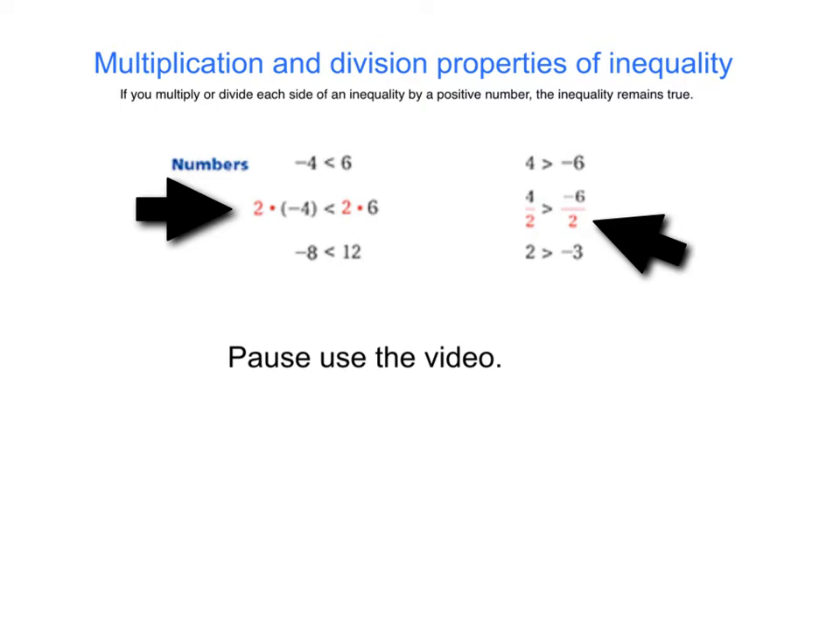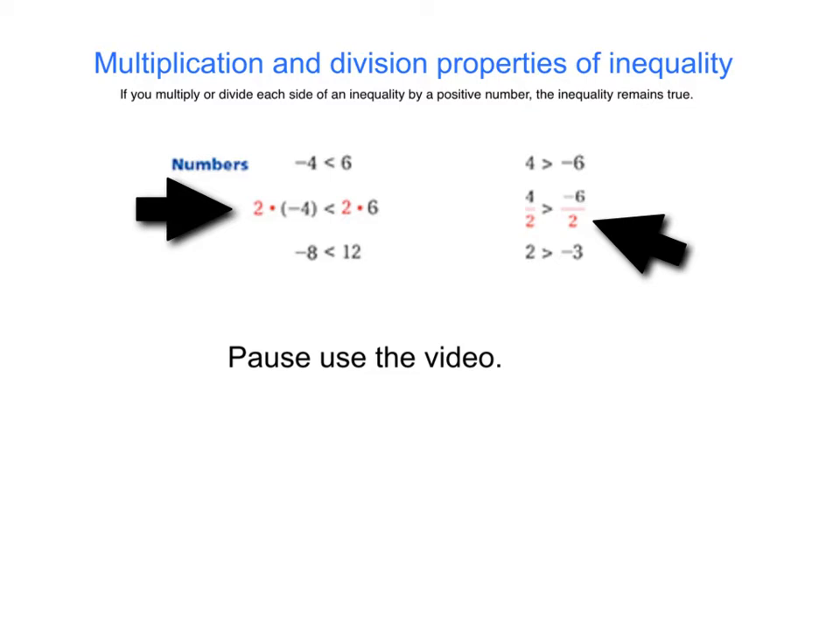When we're looking at multiplication and division properties of inequality, this will always be true. If you multiply or divide each side of an inequality by a positive number, the inequality remains true. Examples are down below.